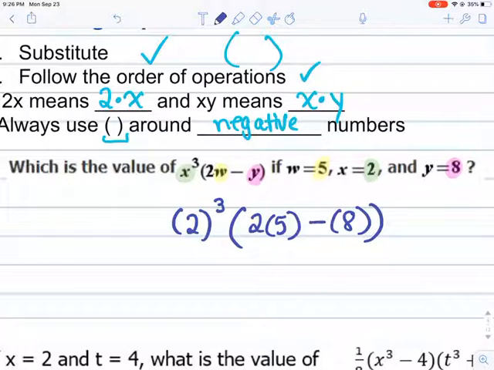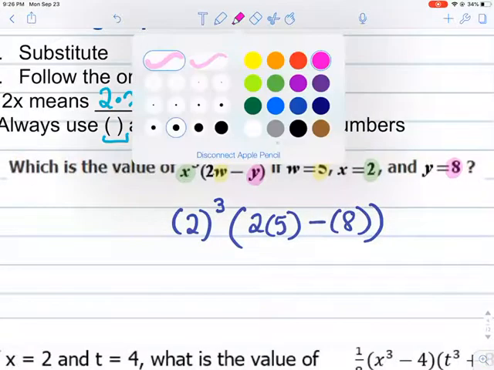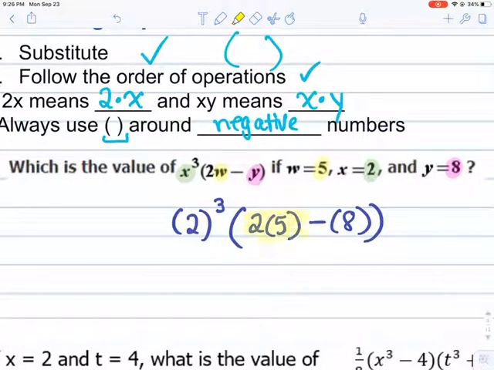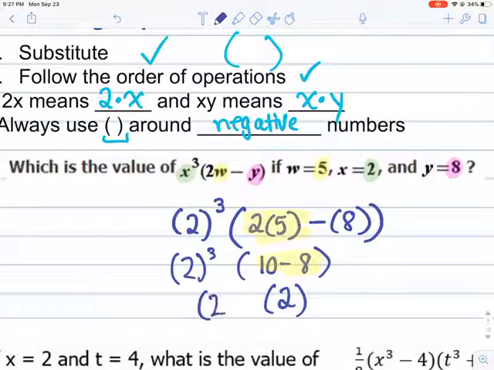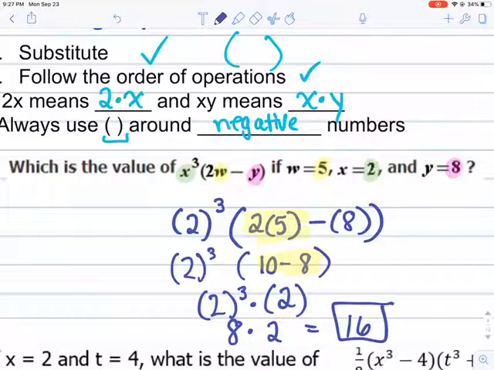Then we're just going to follow the order of operations. We're going to go ahead and multiply first. That'll give us 10 minus 8, and then a 2 to the third on the outside. Then we're going to subtract, so that'll be 2. And then now we're done with grouping symbols. We're moving on to exponents. 2 to the third is 8. Multiplying and dividing gives us the final. There's no adding and subtracting. So for this one, the answer is 16.